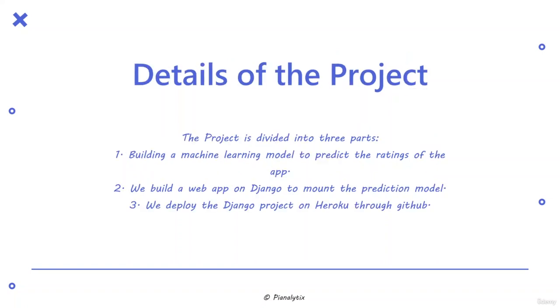Now the details of the project. The project is actually divided into three parts. The first part is building a machine learning model to predict the rating of the apps. The second part is where we will build a Django web app, that is a framework for building web applications, and mount the prediction model onto this app. Lastly, we will deploy the Django project on Heroku using GitHub.